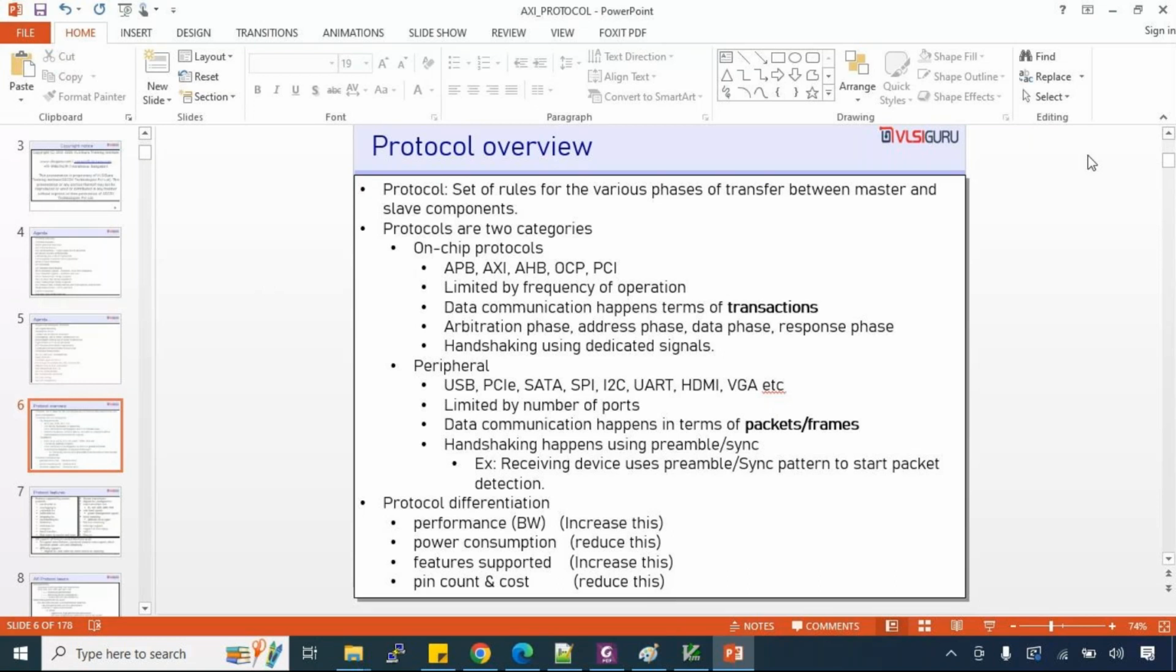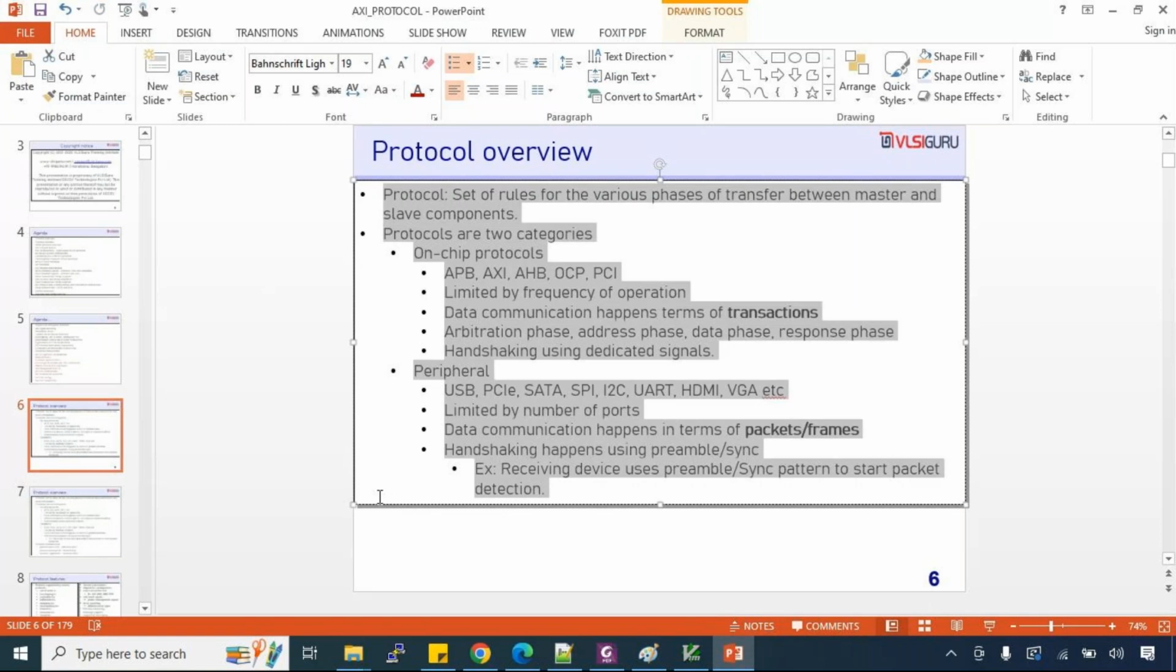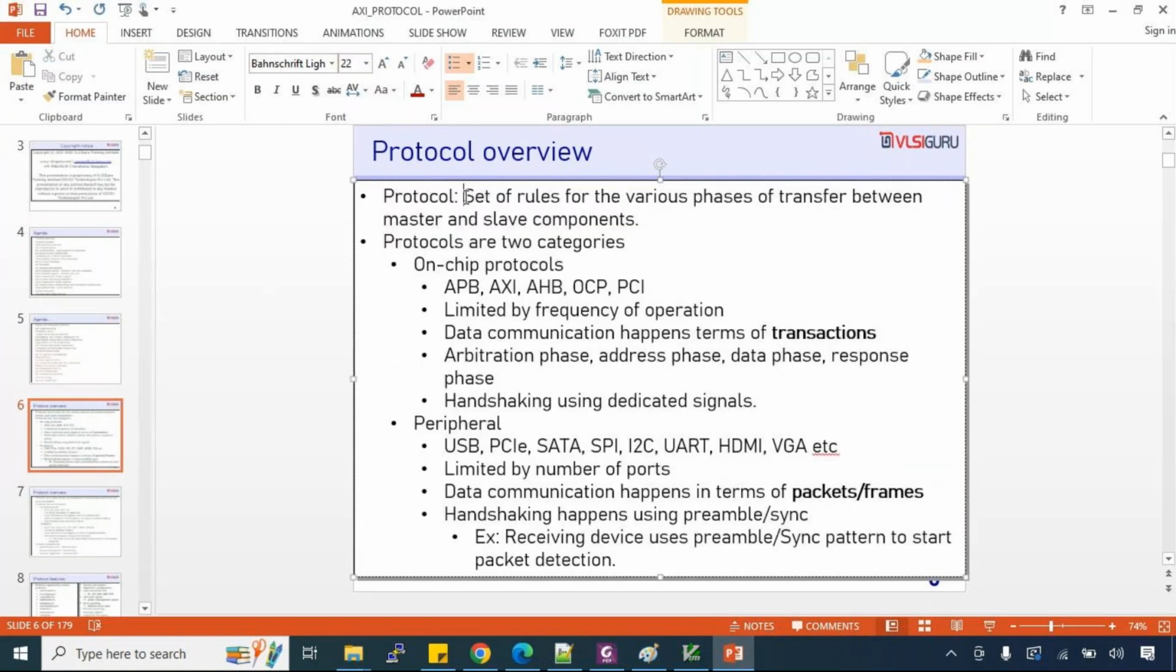So let us start with the protocol overview. First, what is a protocol? A protocol is basically a set of rules for the various phases of transfer between master and slave components. There is a master, there is a slave. How the various phases of transfer happen between master and slave is called the protocol, those guidelines.